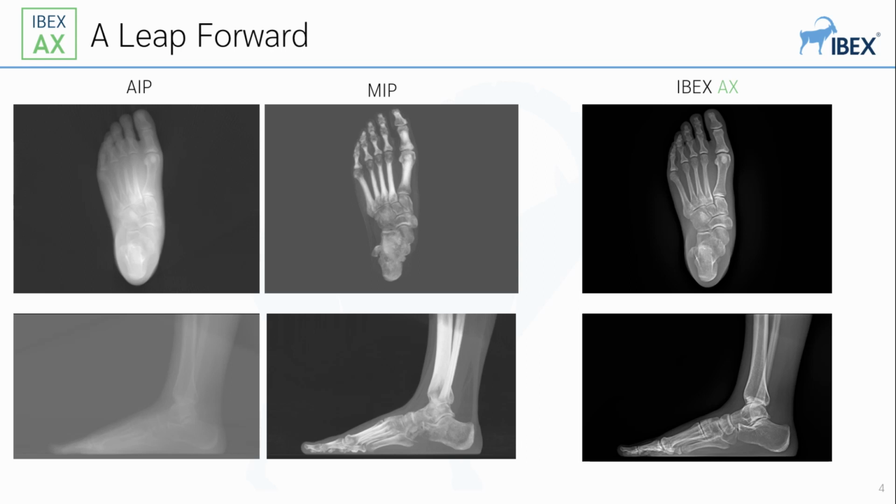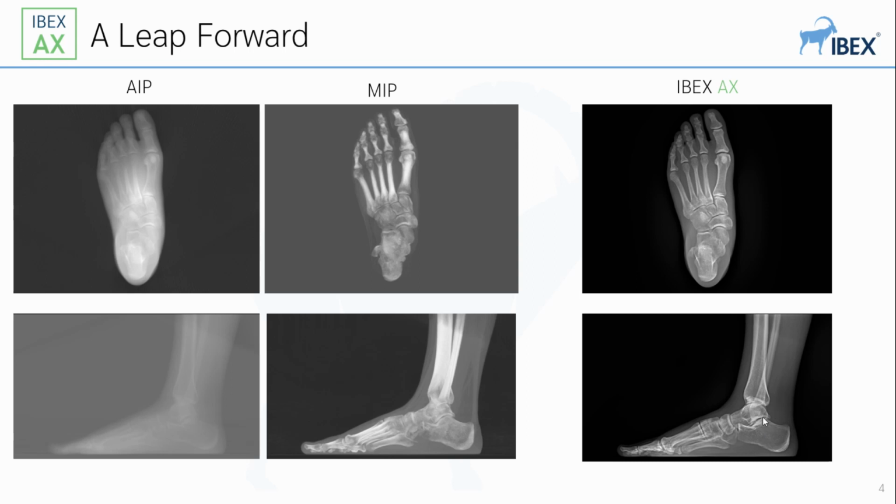Moving to the images on the bottom row of this slide, we again see that AX retains all the advantages I've just stated over the AIP and MIP techniques. Just to draw your attention to some features which are specific to this lateral view, as you can see, we can easily see the overlap between the tibia and the fibula, as well as the overlap between the fibula with the rest of the bones in the foot.